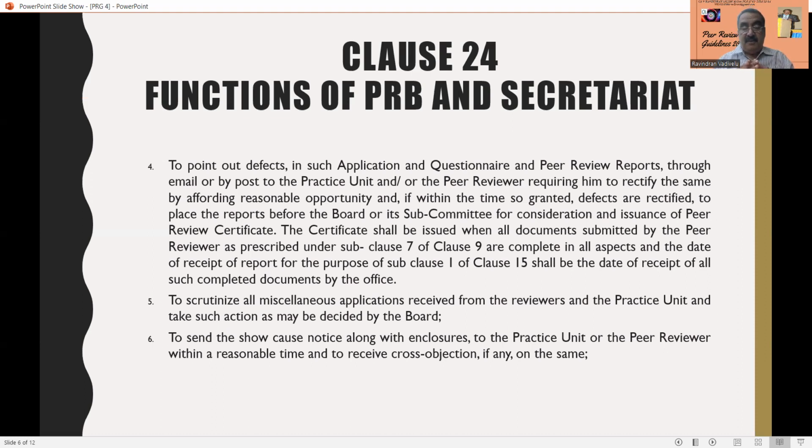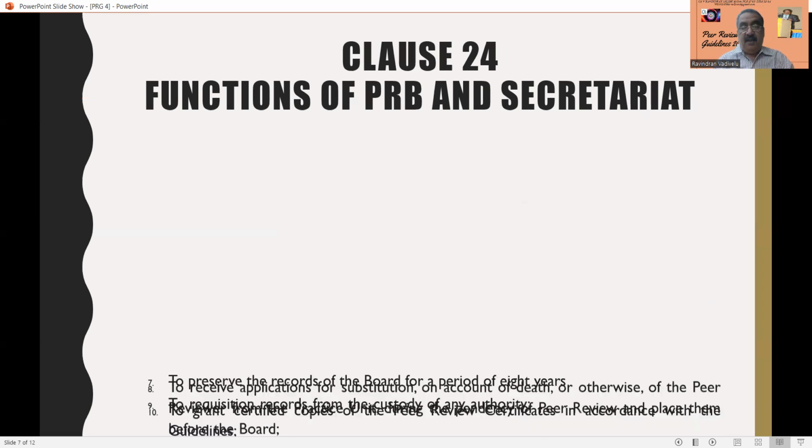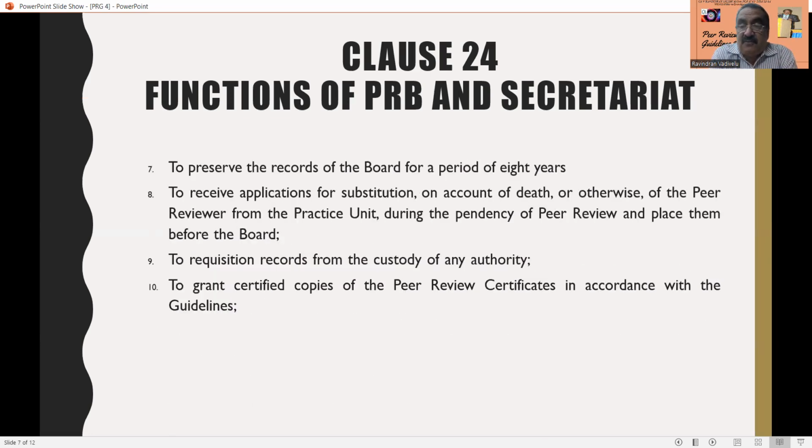The secretary has to send the show cause notice along with the enclosures to the practice unit or the peer reviewer within a reasonable time and to receive the cross objections, if any, on the same. Then to preserve the records of the board for a period of 8 years. It is the duty of the secretary to preserve all the records of the board for a period of 8 years.